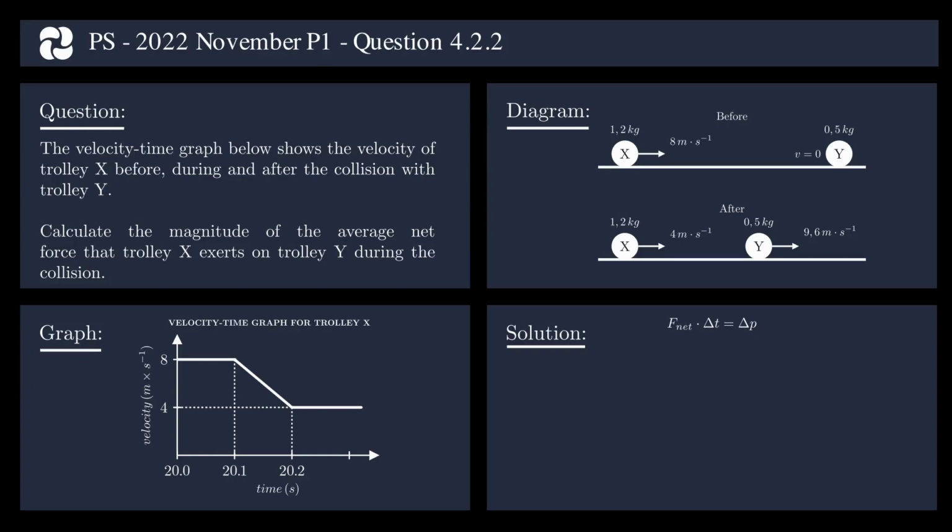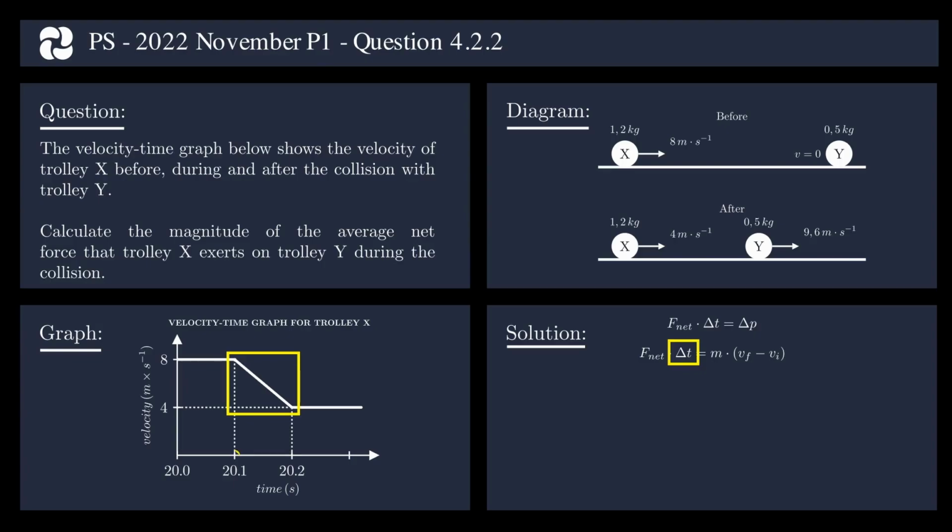Delta p, change in the momentum, can be expressed as mass times v final minus v initial. All the information required to calculate the net force is displayed on the diagram, except for the time. The value of the time can be derived from the graph. Objects exert force on each other during the collision, which is represented in the second part of the graph.